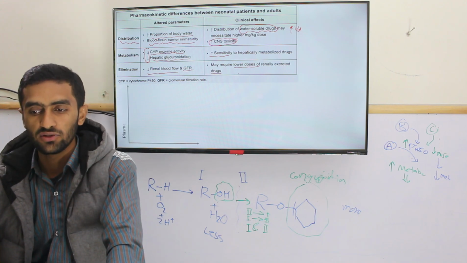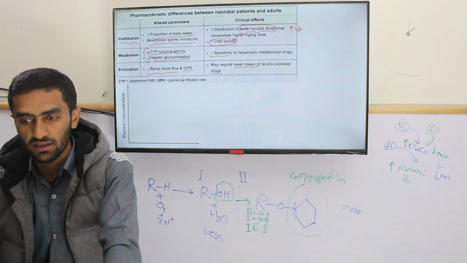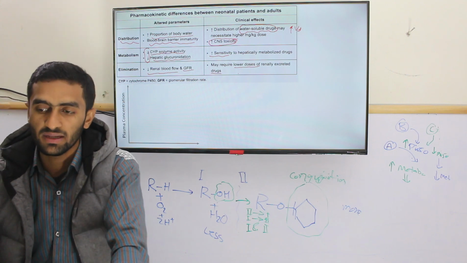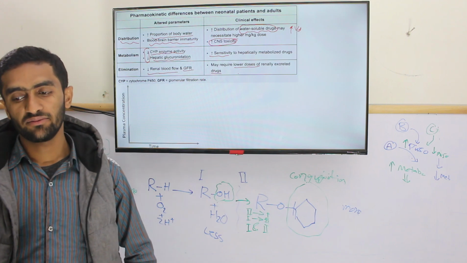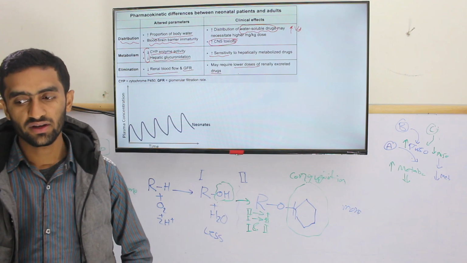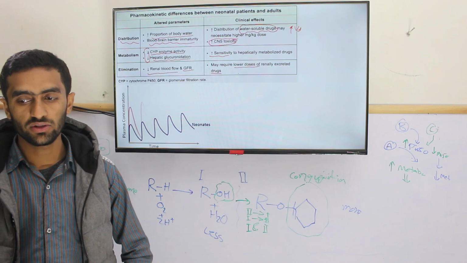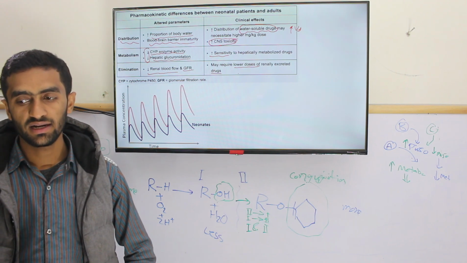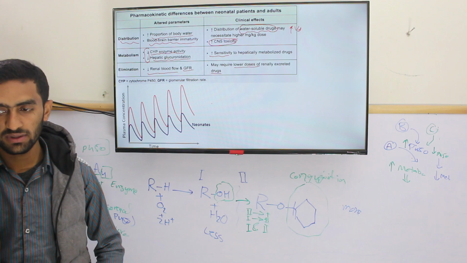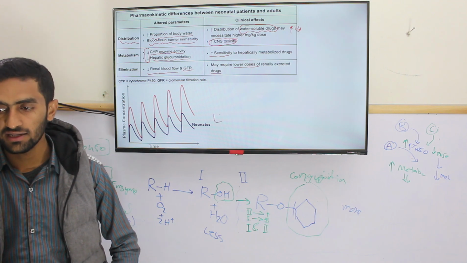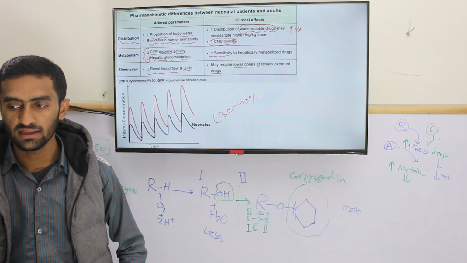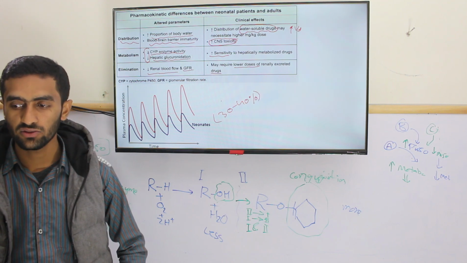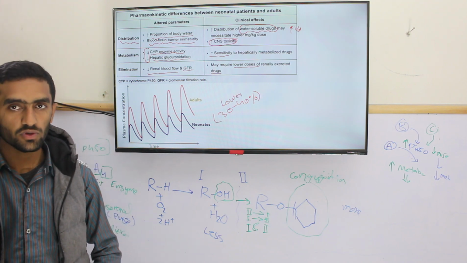So let's look at this graph, because graphs are very important. For plasma concentration and time, this shows the neonates and this shows the adult. You can see the metabolism is almost 30 to 40% lower in the newborn as compared to the adult.